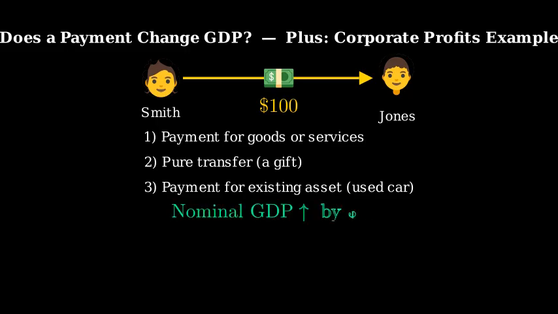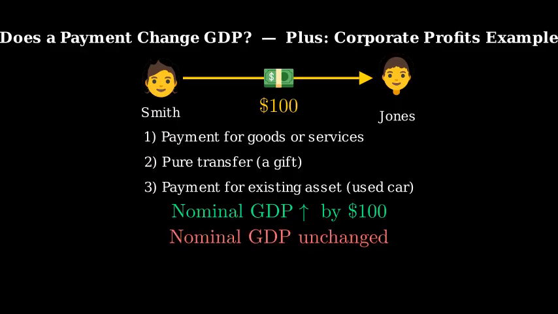Case 1. If Smith paid Jones $100 in exchange for new goods or services produced this period, then the economy produced $100 more final output, so nominal GDP increases by $100. Case 2. If Smith simply gave Jones a $100 gift, there was no production involved. Money changed hands, but nothing new was produced, so GDP does not change.